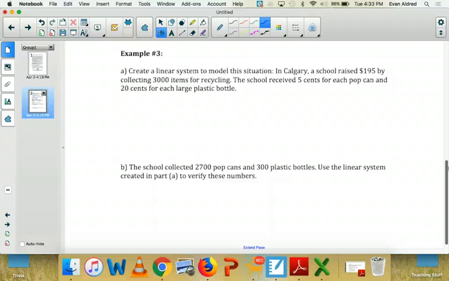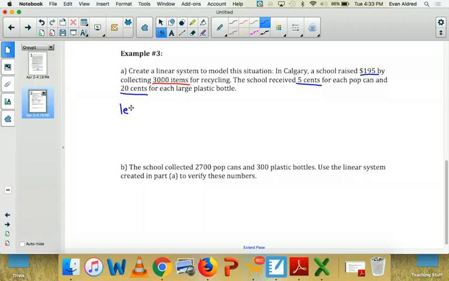So we'll see that there's two things happening here. There's something that involves money. So they raise $195. 5 cents comes from pop cans, 20 cents comes from bottles, and they collect 3,000 items. So our first equation will deal in cost, our second equation will deal in numbers, but before we do anything, we need to define our variables.